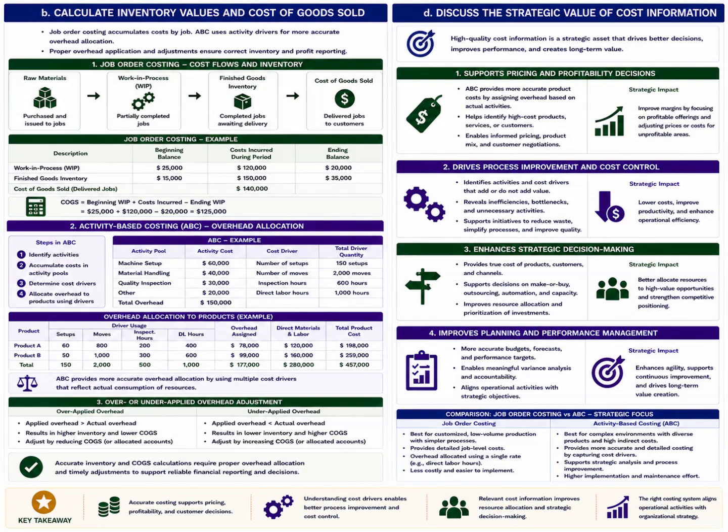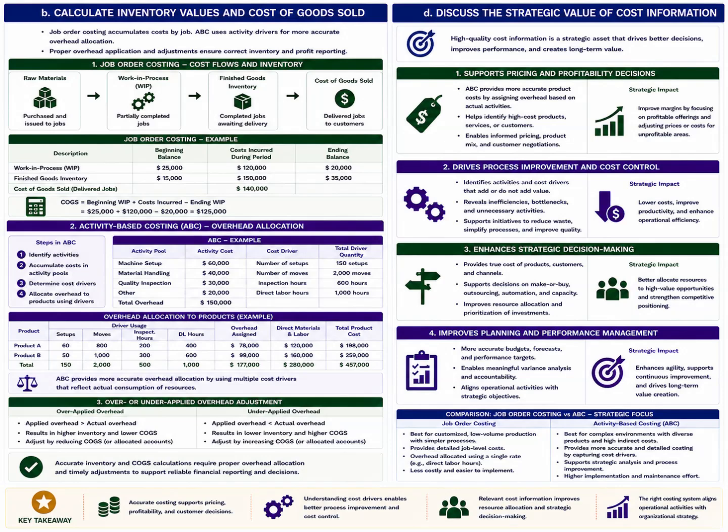Costs assigned through activity drivers produce more precise product costing compared to volume-based allocation. Accurate calculations depend on proper overhead application. Over or underapplied overhead must be adjusted to ensure correct inventory and profit reporting.